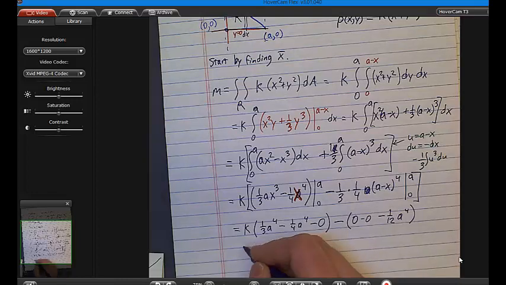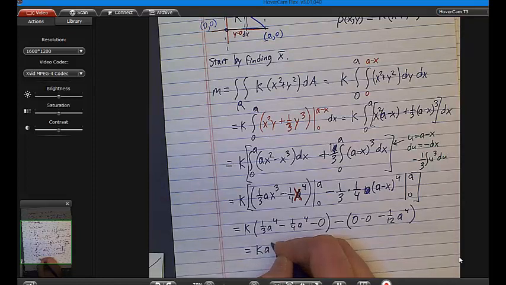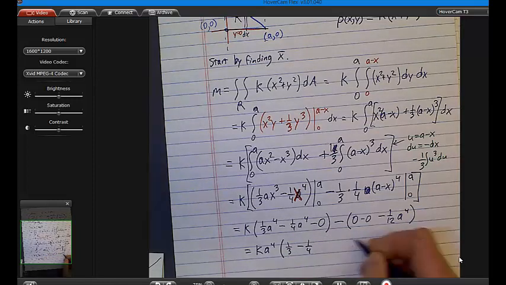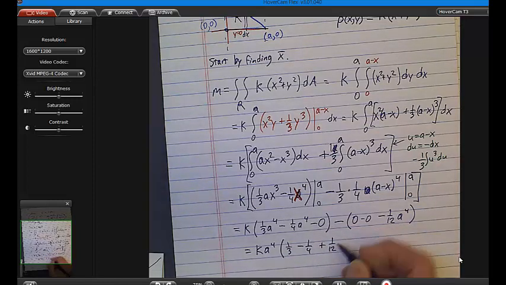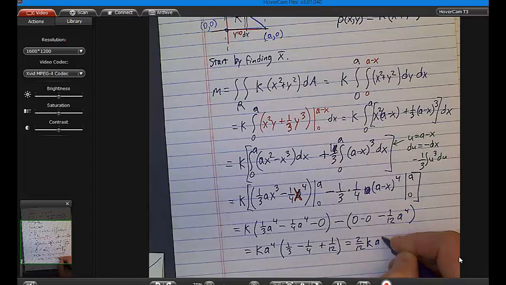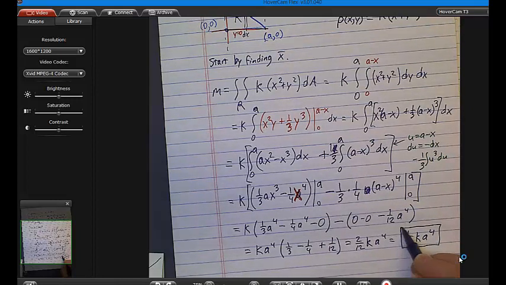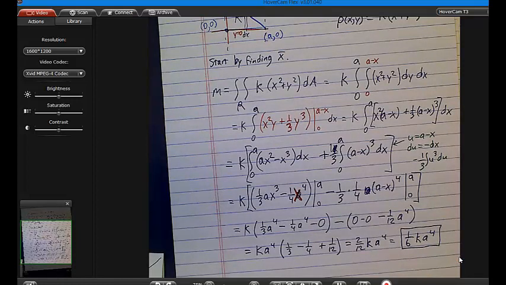Let's see, k a to the 4th times 1/3 minus 1/4 plus 1/12. 4/12, 5/12 minus 3/12 is 2/12. K a to the 4th, so 1/6 k a to the 4th. Huh. Very similar to the other problem, isn't it?